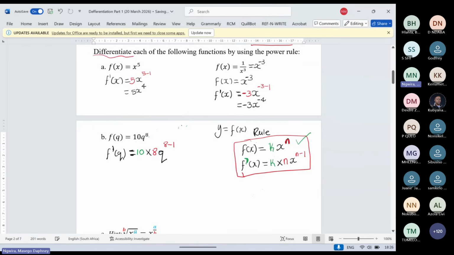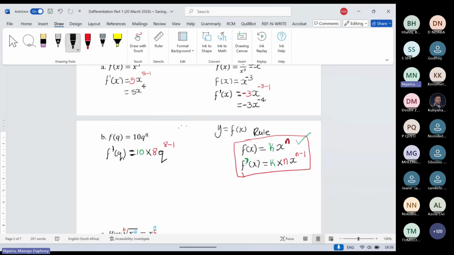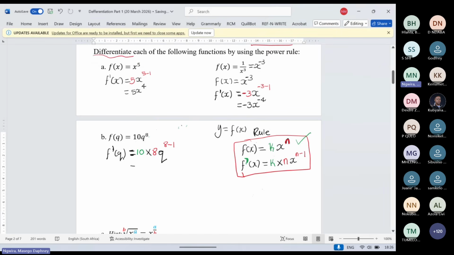Please, this is the rule. Just follow the rule, and the more you practice, the more it's going to make sense. This is equal to, what is 10 times 8? It's 80. And then q, and then 8 minus 1 is 7. Yes, someone's hand was up. Please ask.